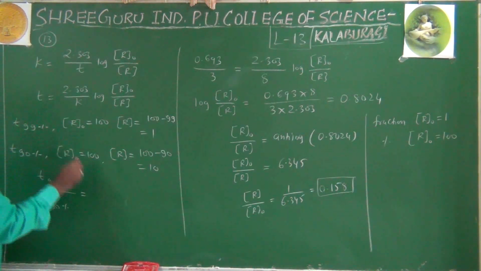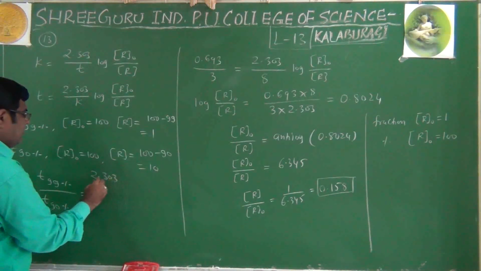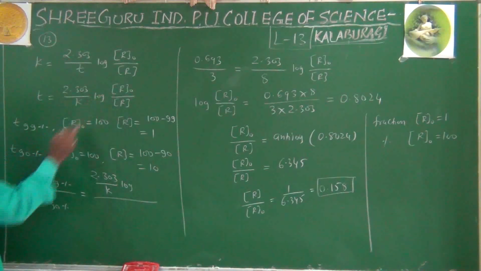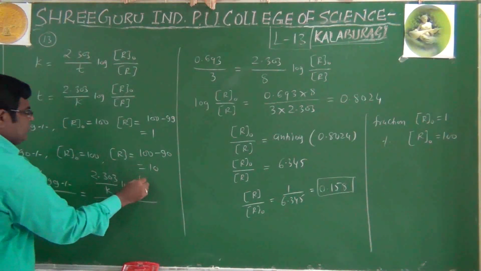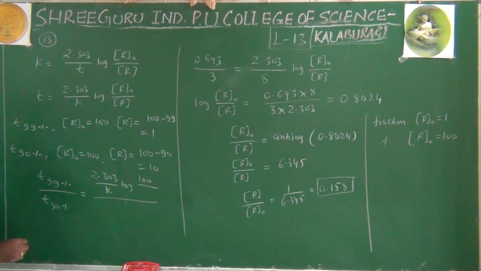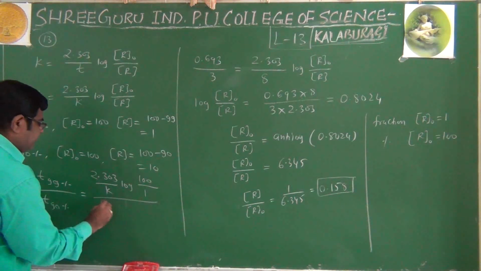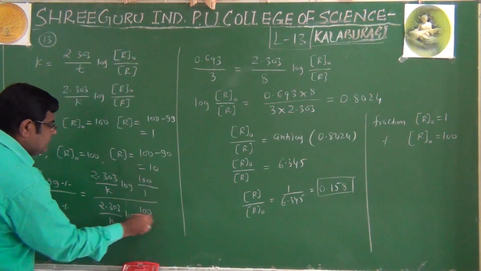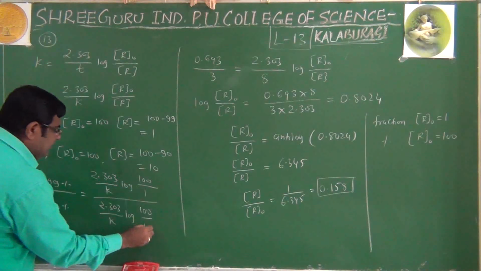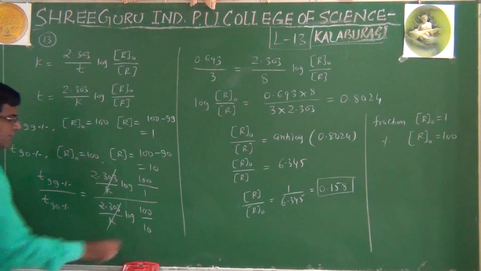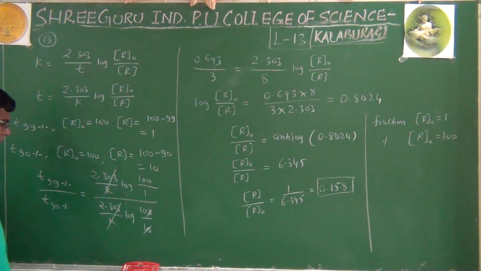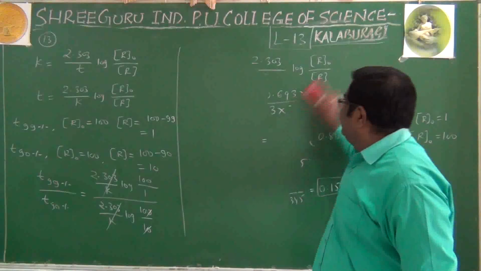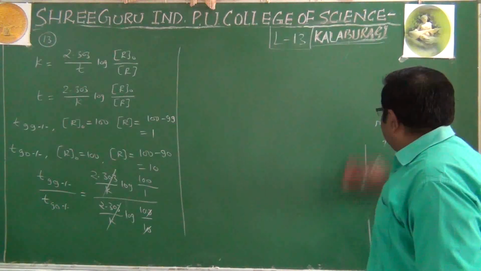The time can be written as 2.303 by k log. For t 99%, R0 is 100 and R is 1. For t 90%, it is 2.303 by k log, with R0 100 and R equal to 10. We can cancel the 2.303 by k. Just see carefully what numbers we are getting here.